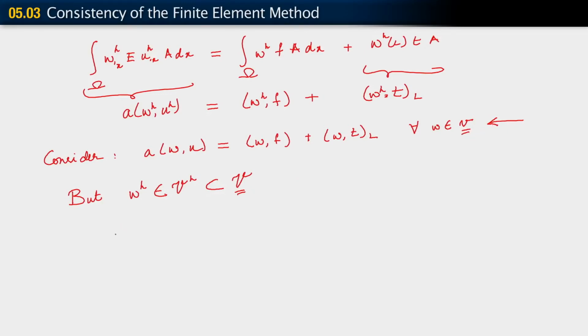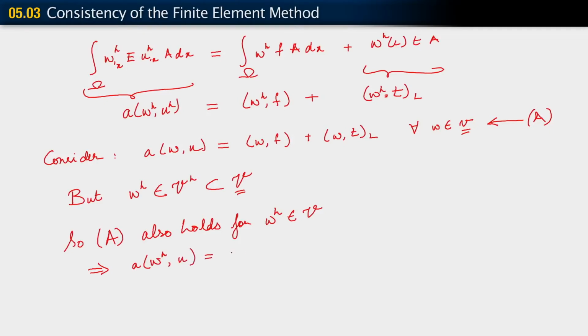So this relation, let me call this relation A, that equation, the infinite dimensional weak form, also holds for w h, because w h itself belongs to V. What this implies is that we are able to write A of w h comma u equals w h comma f plus w h comma t at L. I'm going to call this relation B.